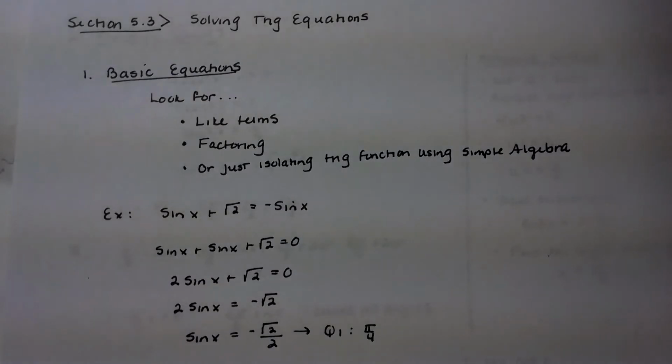the review in class. So we're going to start with basic trig equations from section 5.3. And what you want to look for in the basic equations are like terms that you can combine, either on one side or opposite sides of the equal sign, simple factoring, and or maybe you just have a few numbers like 2 sine x equals 3 or something, where you just need to isolate that little trig function very quickly and easily using a little bit of algebraic manipulation.